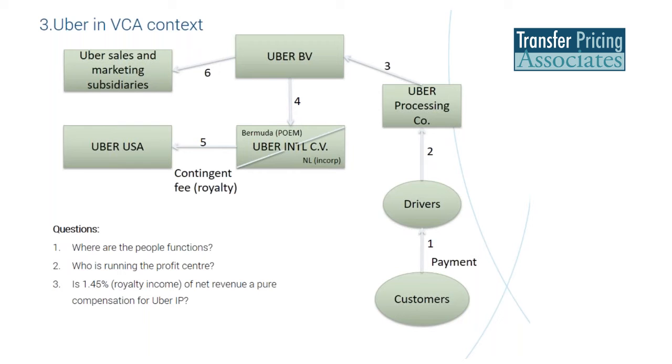Now, when we see this diagram, we can easily spot that the intellectual property was developed in the US, the IT platform was developed in the US, and there are significant people functions happening in the US. We also have Uber sales and marketing subsidiaries in Europe. They are doing marketing and selling, establishing the network, because when we look at the Uber model, the technology platform is very important, no doubt, but at the same time, the network of taxi drivers and customers associated to the network together form a very important part of the value chain.